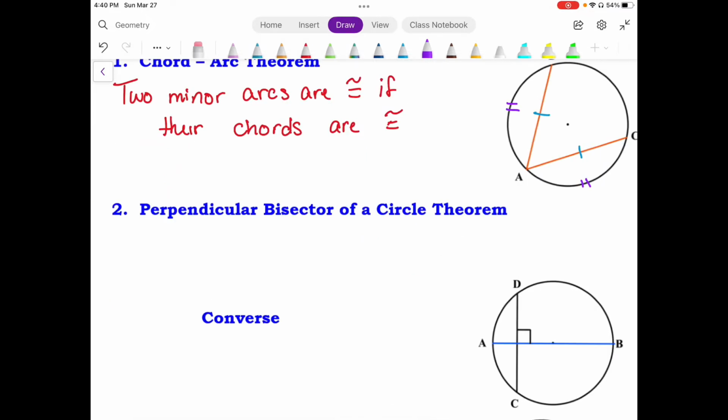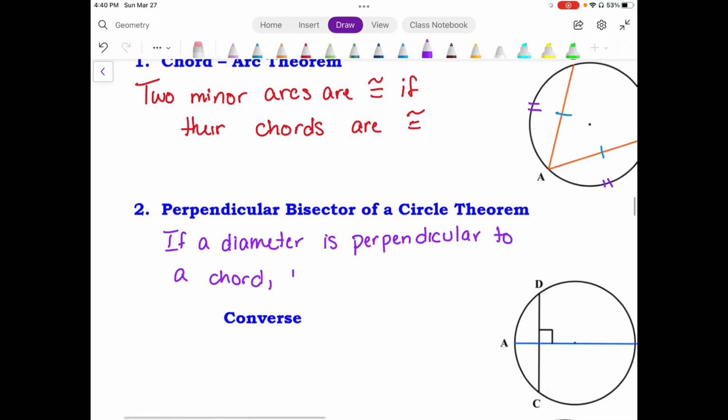Next, we have the perpendicular bisector of a circle theorem. This one says if a diameter, which is the line that goes all the way through the circle through the middle, is perpendicular to a chord, then the diameter bisects the chord and the arc.